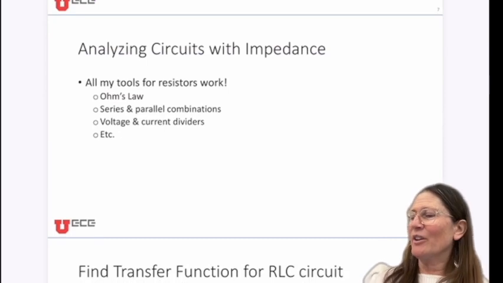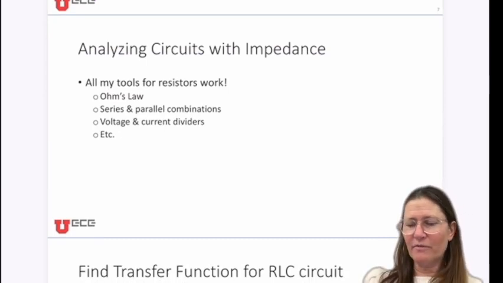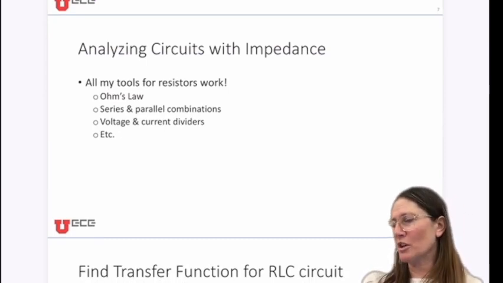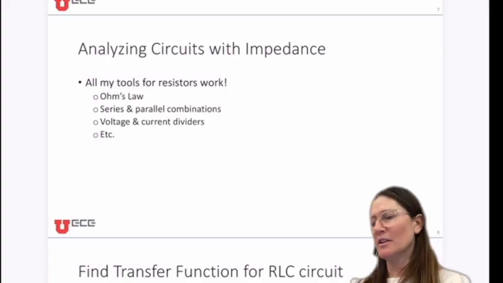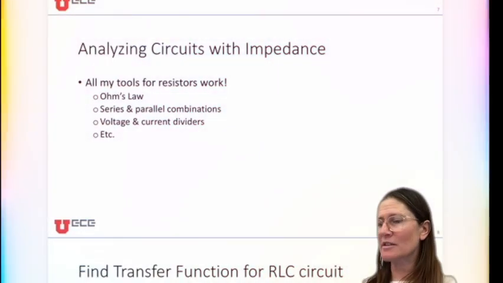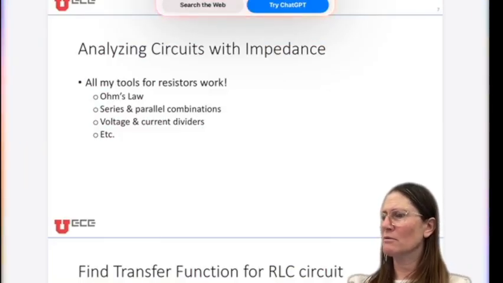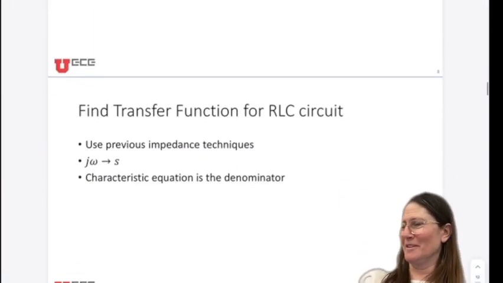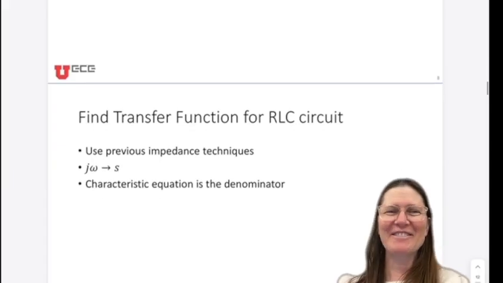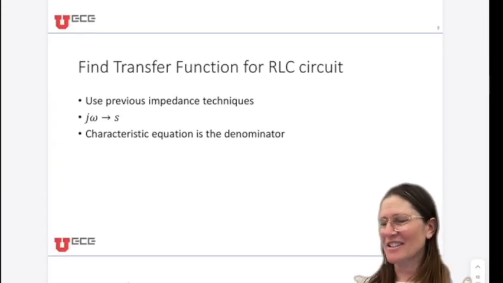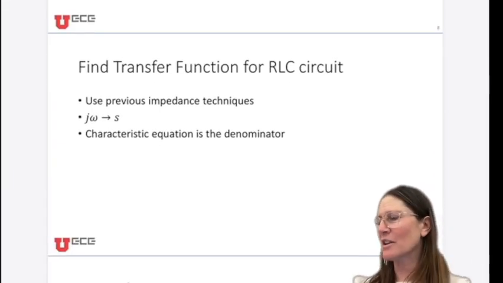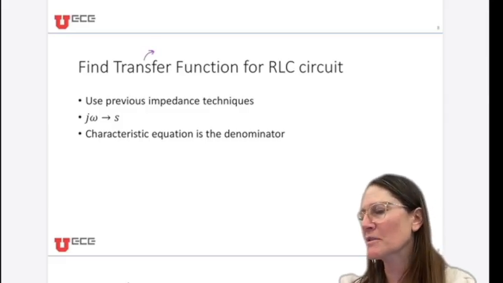Okay, so now all of what we've been able to do before works. So you can use Ohm's law, series parallel combinations, voltage and current dividers. And then we can use this to find the transfer function, which is your output over your input.